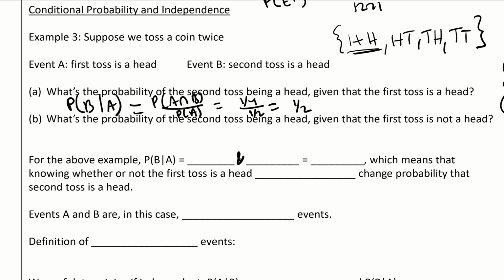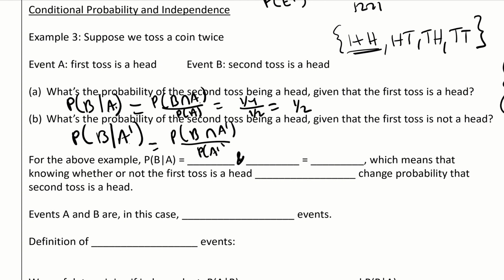Now, what's the probability of the second toss being head, given that the first toss is not a head? So A prime, right? A prime meaning it's tails, right? So the probability of B and A prime, I'm going to try to keep it consistent here, B and A. And I'm going to say B and A prime. I just like to do the order the same. And then probability of A prime.